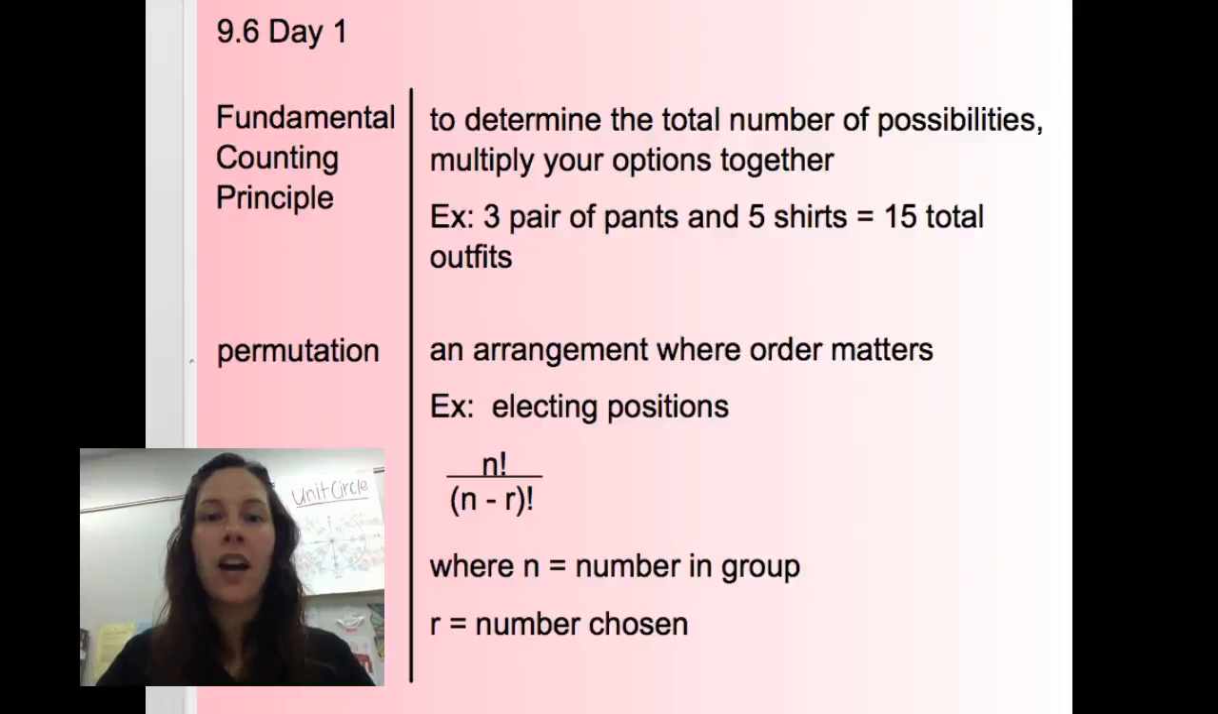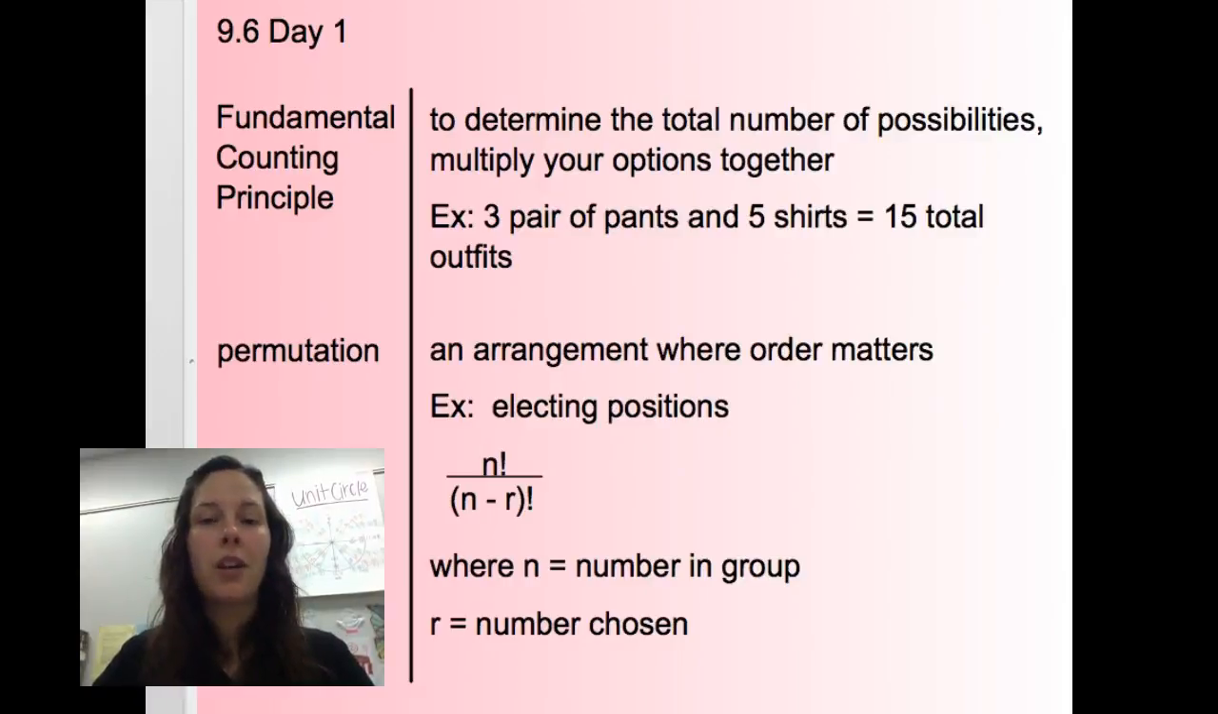Yesterday we looked at combinations, which is an arrangement where order does not matter. Today we're going to take a look at permutations, which is an arrangement where order does matter. So for example, electing positions, that's an arrangement where if you elect somebody as president, then they can't be elected as vice president. So the order in which you elect people does matter.